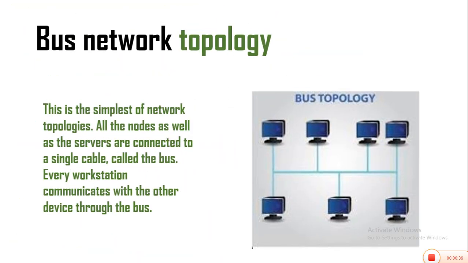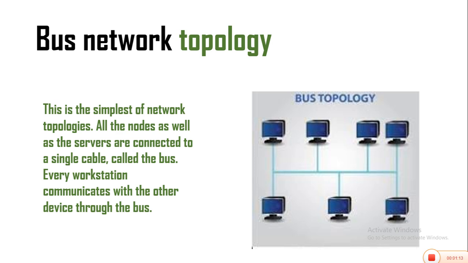The bus topology. The bus topology is the simplest type of network topologies. All the nodes in a bus topology are connected to a single cable. If you look at the image on the screen, there's a single cable where all the devices are connected. This cable is called the bus. Every workstation communicates with other devices through the bus. The bus is the data carrier in this type of network topology.